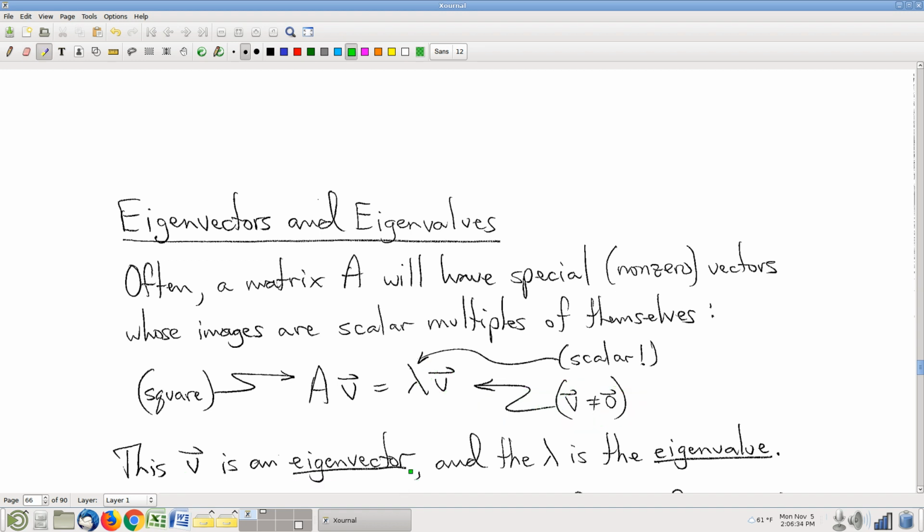Okay. Note also, for this to be possible, the input to the matrix and the output from the matrix, if they're going to be multiples of each other, as is indicated here, then they have to be of the same dimension, and that means that the matrix has to be square. So when we're talking about eigenvectors and eigenvalues, we are implicitly only talking about square matrices. Okay.